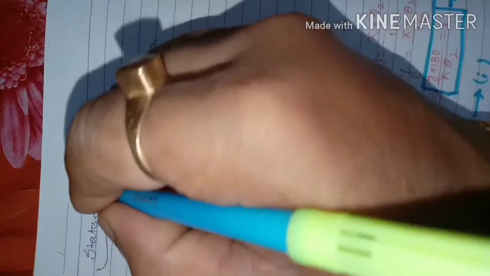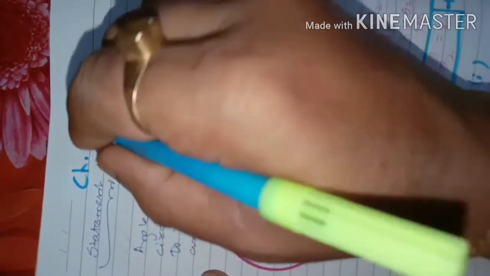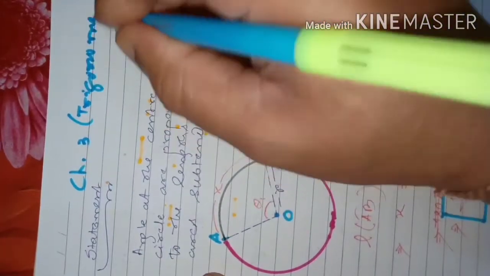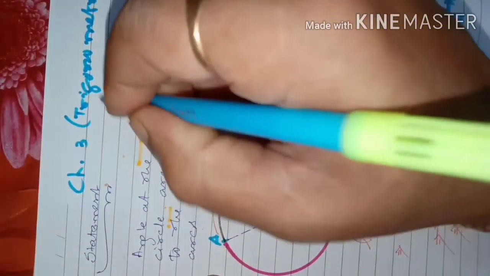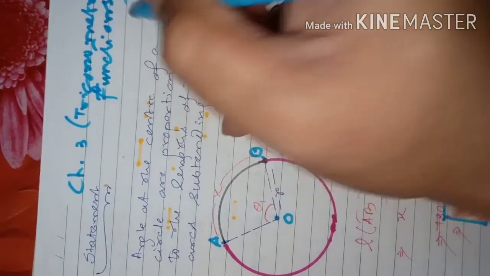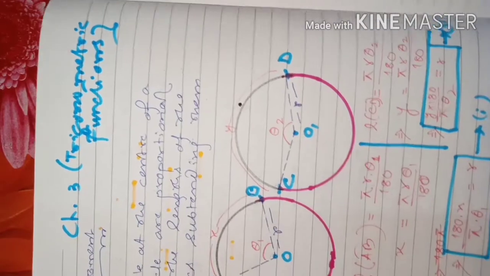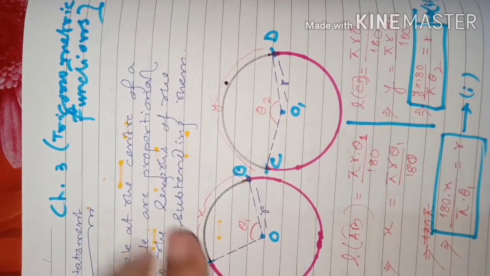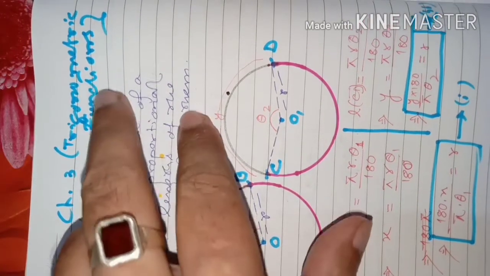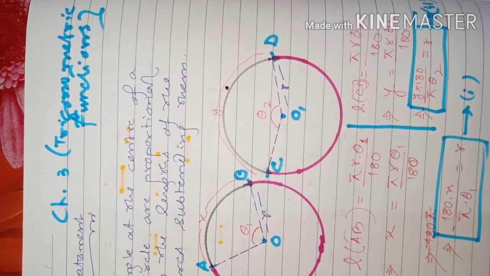So we are discussing chapter 3, that is trigonometric functions. These are some basic things of trigonometric functions. So these things we are just going through for studying and completing this chapter 3, trigonometric functions. We are just starting with some basic things, clearing our concepts.